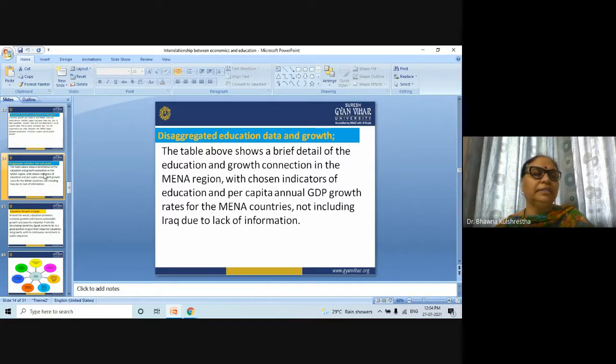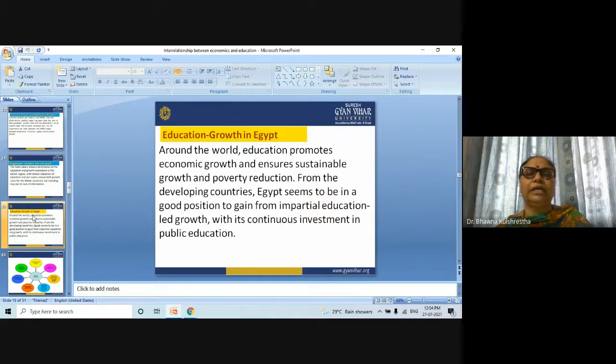And the next is the education growth in Egypt. Around the world, education promotes economic growth and ensures sustainable growth and poverty reduction from the developing countries. Egypt seems to be in a good position to gain from impartial education growth with its continuous investment in public education.